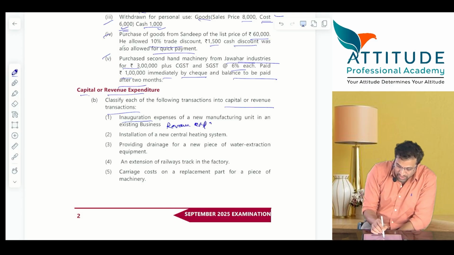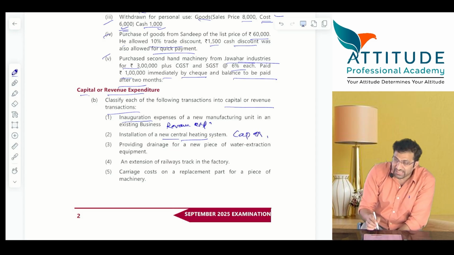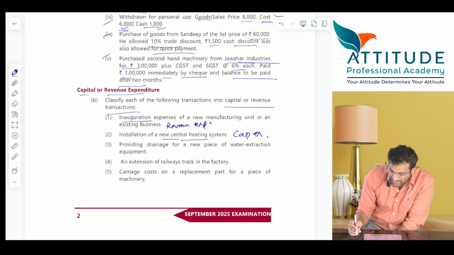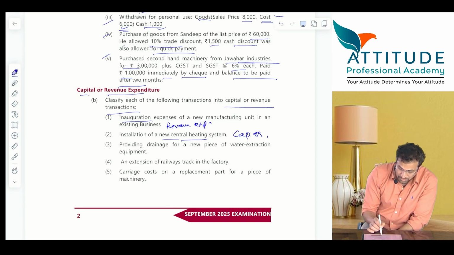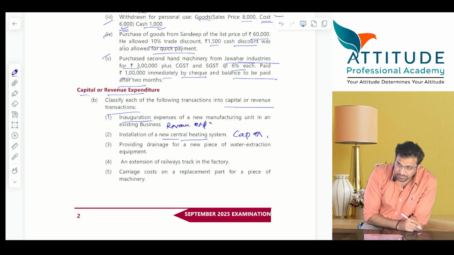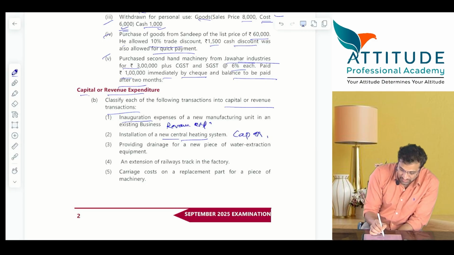Next, installation of a new central heating system. CapEx, capital expenditure, because new heating system चाहिए. Might be it is helpful for the organization. It is going to give benefits for more than one accounting year. Providing drainage of a new piece of water extraction equipment. Tell me. Why capital? ड्रेनेज सिस्टम आ गया तो आपका परमानेंटली खर्चा भी कम होगा ना. सो क्या है? कैपिटल एक्सपेंडिचर.